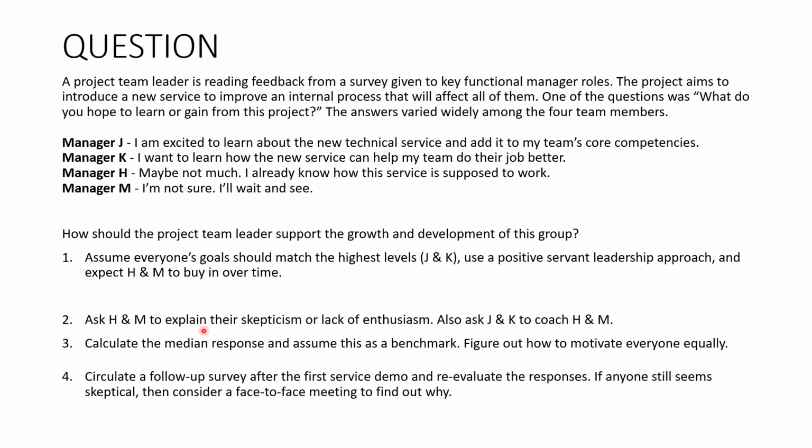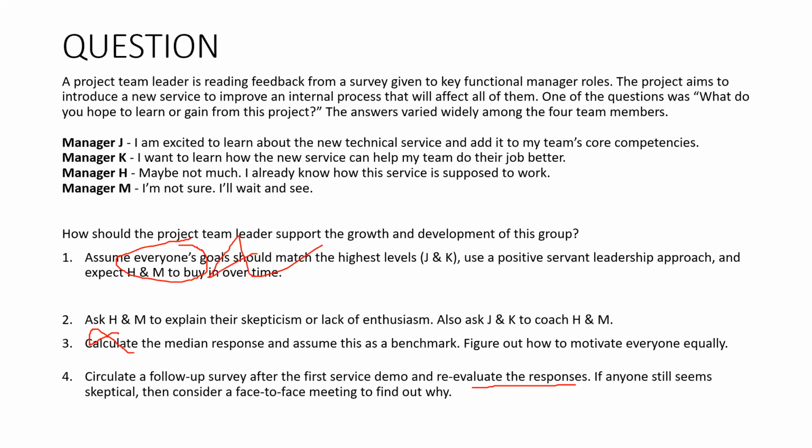Option three: ask them to explain their skepticism or lack of enthusiasm. Calculate the median response? No, there is something called the median, so it can never be the right answer. Option four: circulate a follow-up survey after the first service demo and reevaluate the responses. If anyone still seems skeptical, then consider a face-to-face meeting to find out why. I told you the option with everyone will never be the right answer, right? Yes, gone.